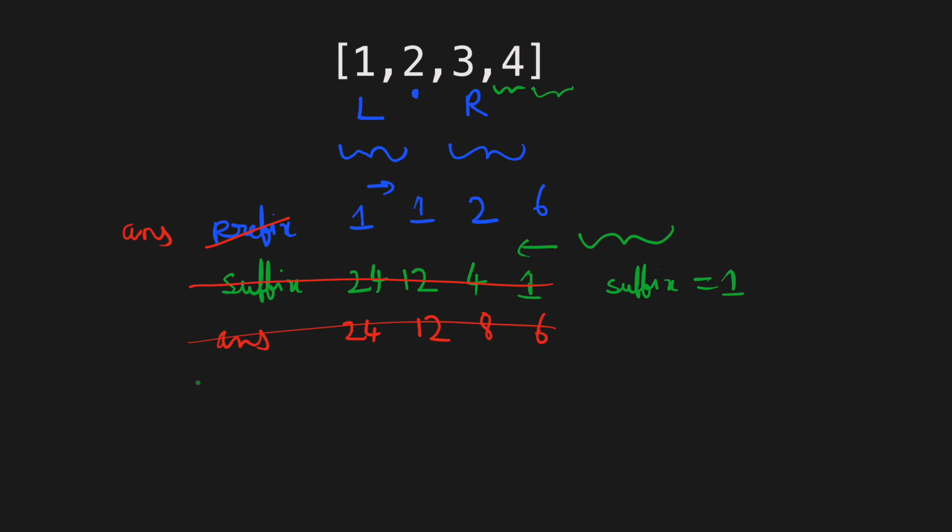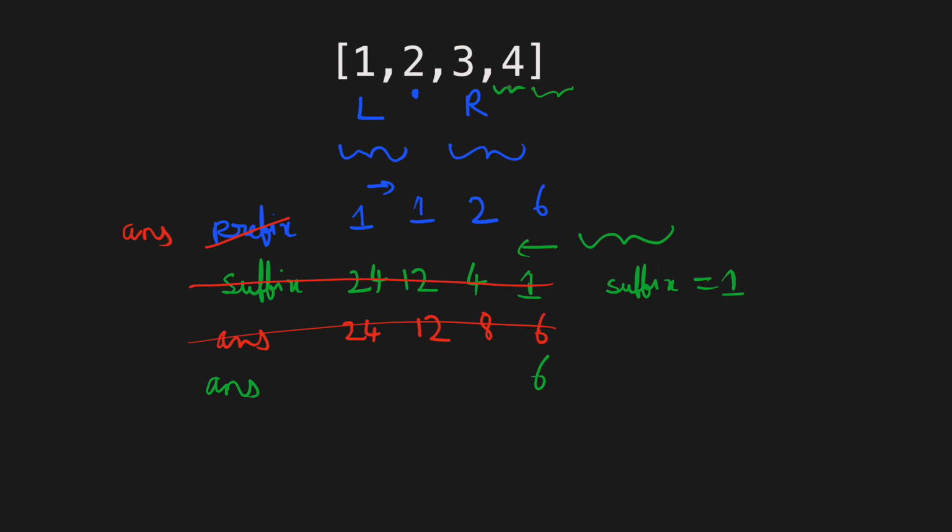And we move from right to left and multiply the value of the result array at each index by the suffix value. So let me rewrite the answer here for clarity, but we are using the same answer or result array. Now the answer for index 3 will be product of prefix at index 3 into suffix at index 3. We already have filled in the prefix as 6 and suffix is equal to 1. So our answer will be equal to 6 in this case.